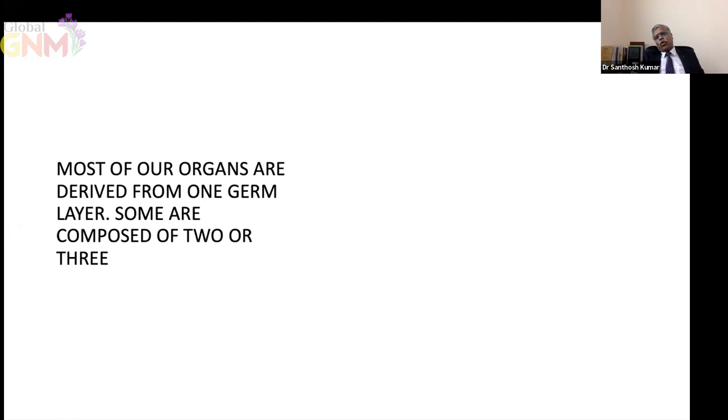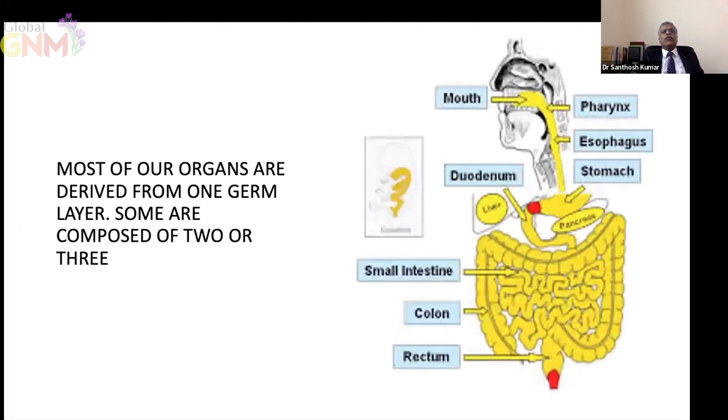So most of our organs are derived from one germ layer, as said by Dr. Ihab. Skin, the epidermis, is made by one single germ layer. But some organs are composed of either 2 or 3. In the case of the alimentary tract, the whole alimentary tract is made by the endodermal tissue, but the entrance and exit are controlled by the ectoderm. So 2 germ layers are there in this particular alimentary system.